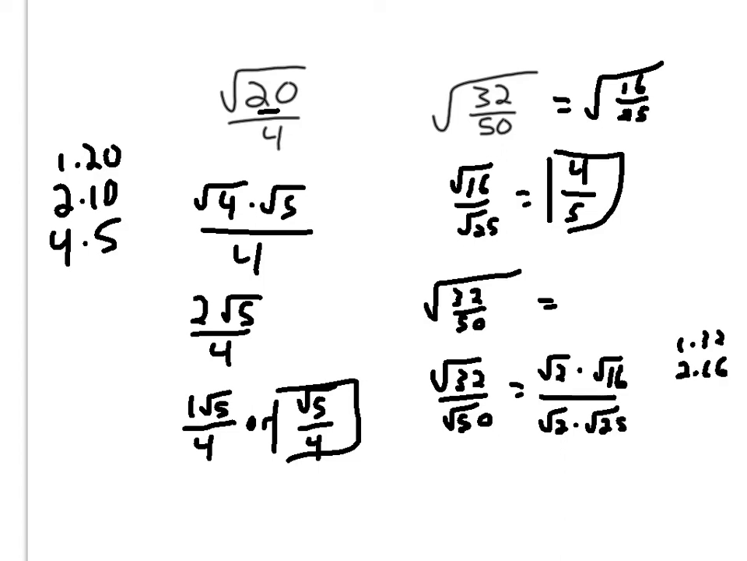And now look what happens here, okay? I've got the square root of 2 on top and bottom, so those can cancel each other out because anything divided by itself is 1. Okay, so when the same number's on top and bottom and they're both under the square root sign, I can cancel those. And look at what's left. I got the square root of 16 over the square root of 25 now, which is just like I had up here. So that's going to equal 4/5 either way.